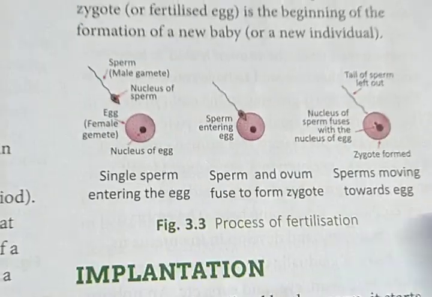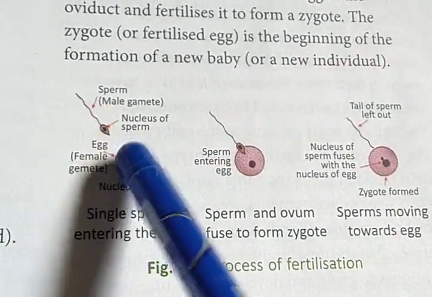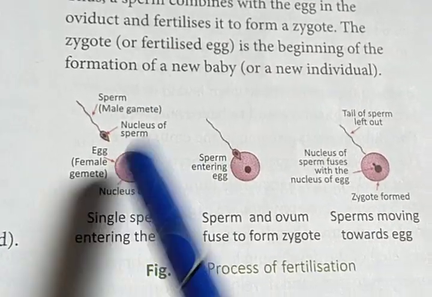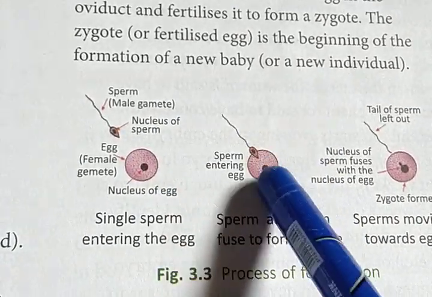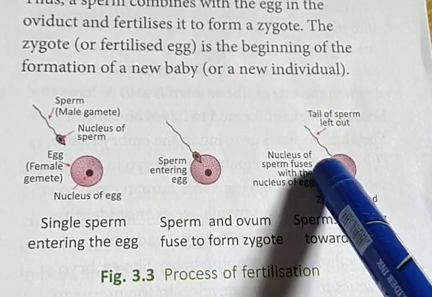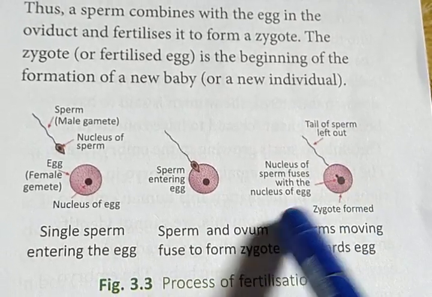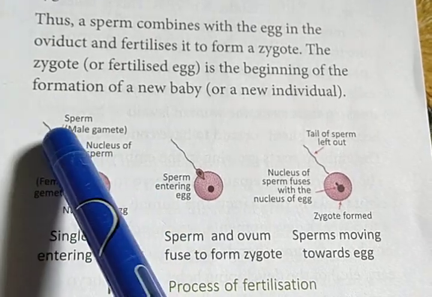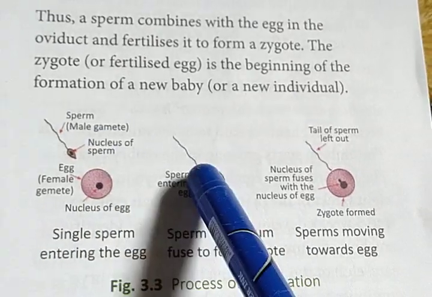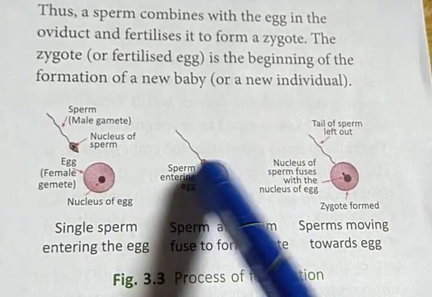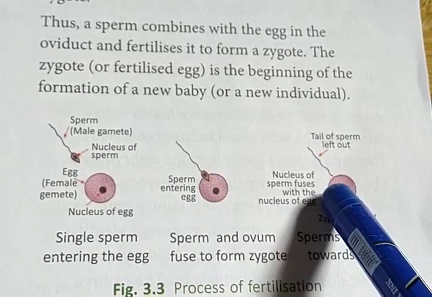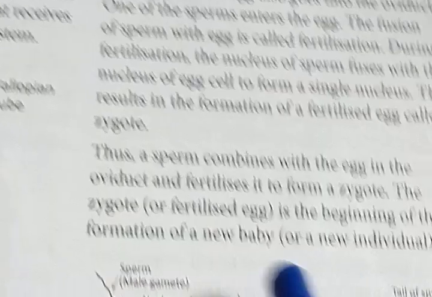Again, during fertilization, when the sperm touches the ovum, both nuclei fuse together to form a single nucleus. Look at the picture. It is the sperm cell, and it is the ovum. Both nuclei are different, but when the sperm fuses with the ovum, both nuclei become a single nucleus, which is known as the zygote.